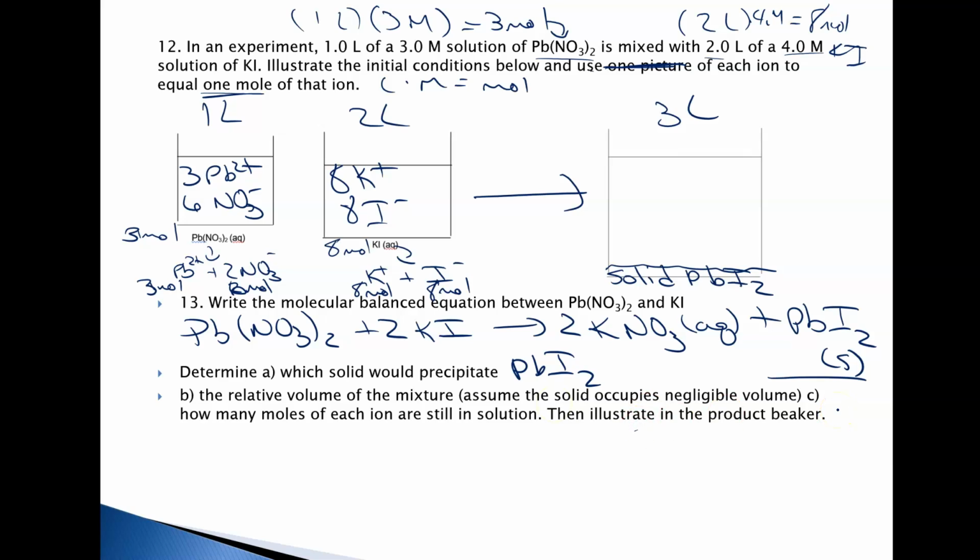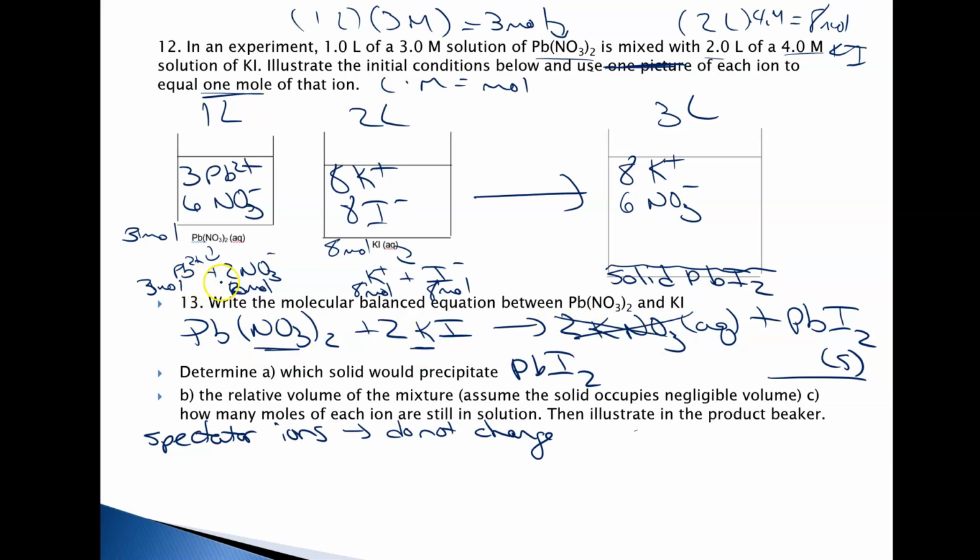So first thing I want to talk about is those spectators. Spectator ions do not do anything. They do not change in any way. That means my Ks, I still have 8 K+ floating around. My NO3s, I still have 6 NO3- floating around. Notice, I didn't look at the product part of it. I looked at what they started as based on this information here.